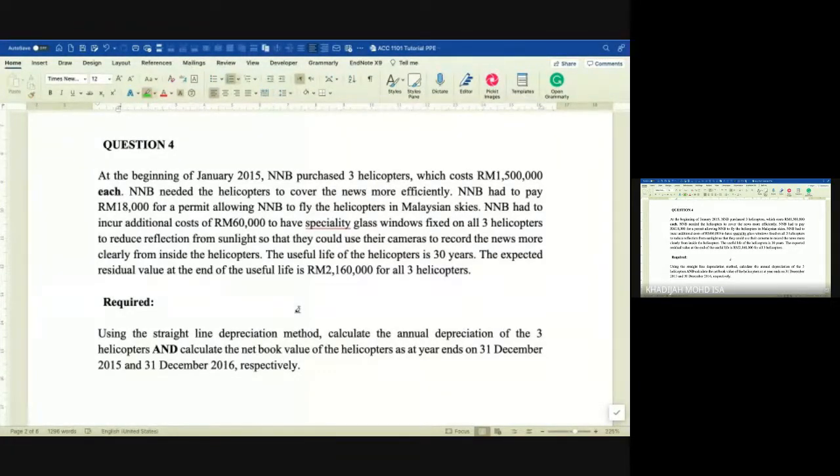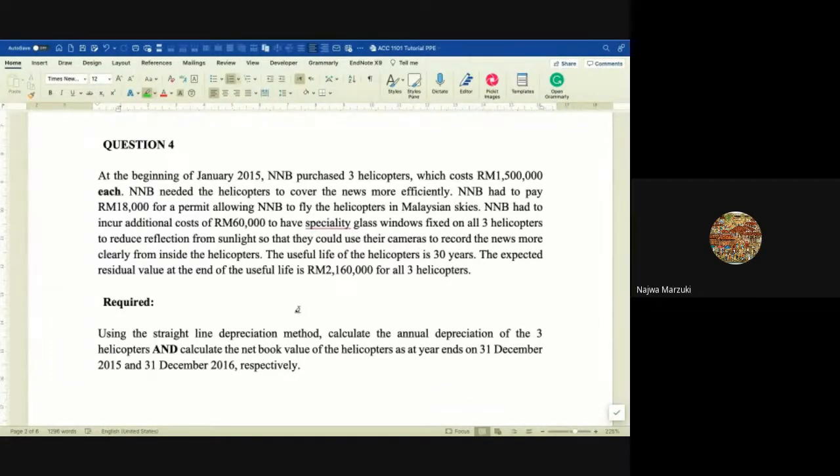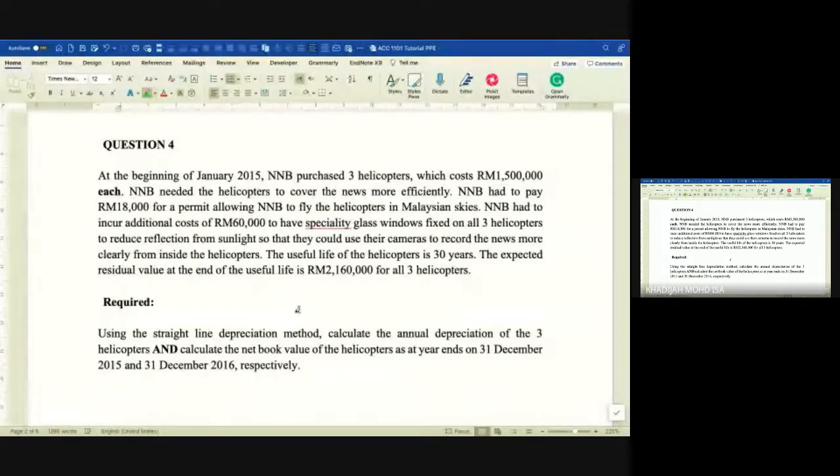So at the beginning of January 2015, NNB purchased 3 helicopters, cost 1.5 million each, right? NNB needed the helicopter to cover the news more efficiently, pay 18,000 for a permit allowing NNB to fly helicopter in Malaysian skies. NNB had to incur additional cost of 60,000 to have specialty glass windows fixed on all 3 helicopters to reduce reflection from sunlight so that they could use their cameras to record the news more clearly from inside the helicopter. The useful life of the helicopter is 30 years.